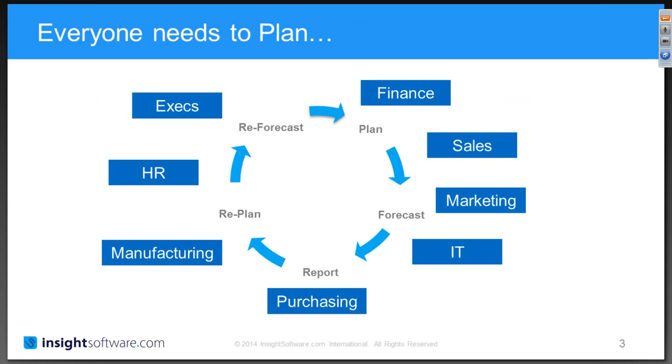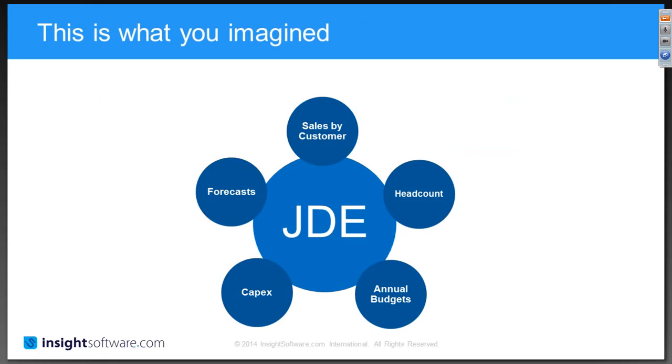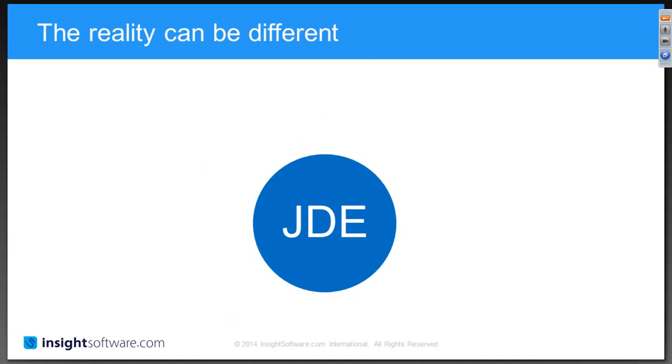So everybody needs to plan, which is probably why you bought an ERP system. The P in ERP stands for planning, right? And this is probably how you imagined it would all work, that you'd have a JD Edwards system that would incorporate headcount planning, annual budgets, capital expenditure, depreciation, forecasting, sales. Everything would just be integrated. But in reality, it can be very different.